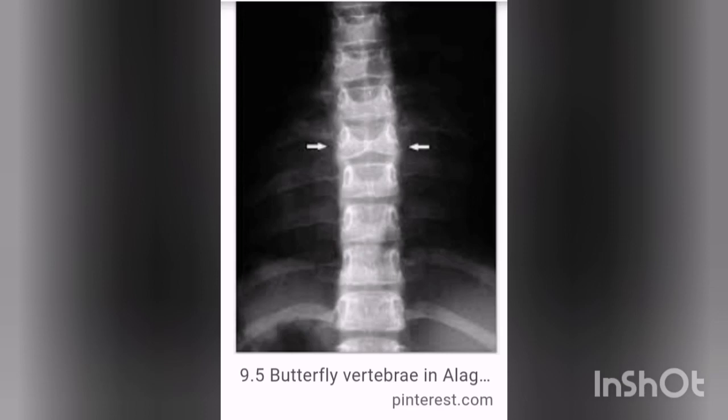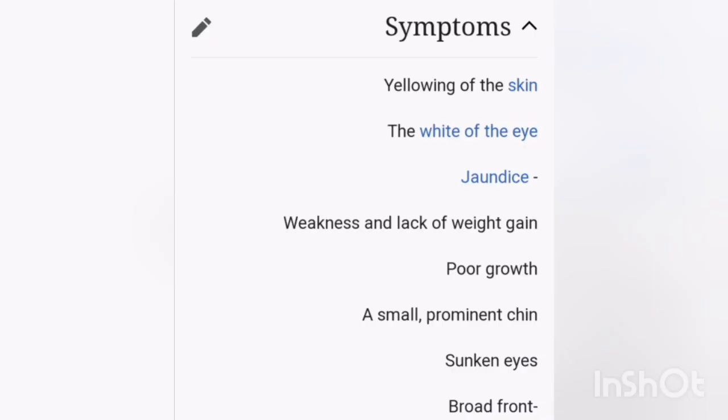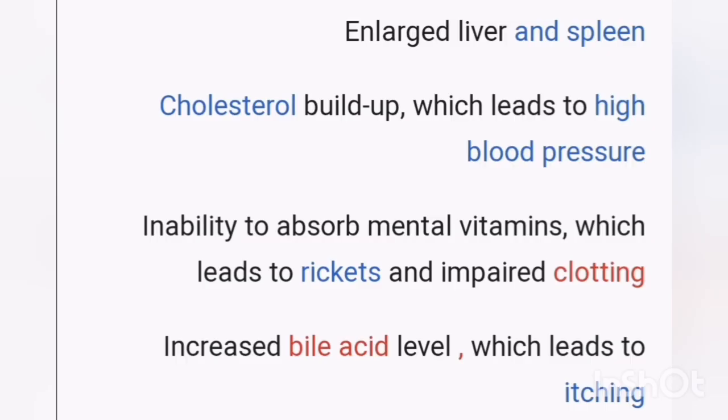Kidney problems, and skeletal problems as we mentioned before. Cardiac problems such as a murmur, and they can present with complications of the cardiac problem.